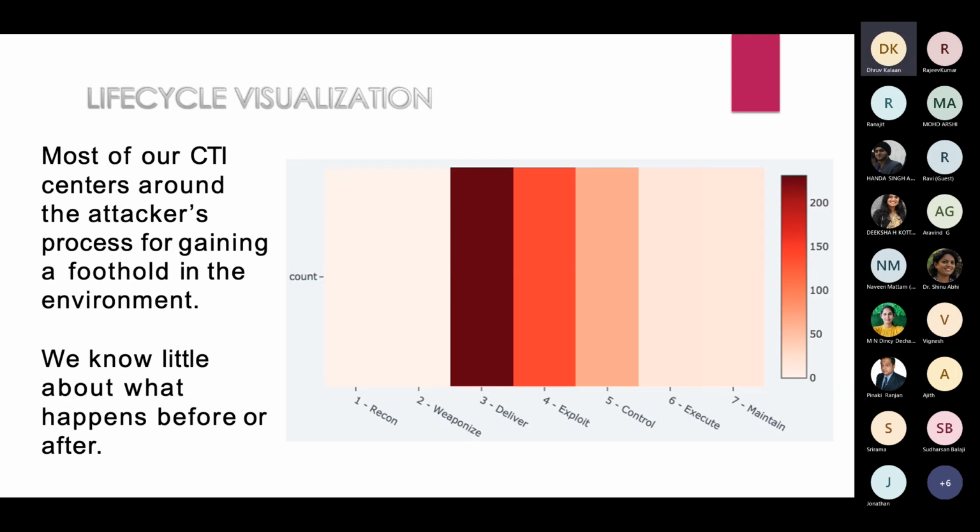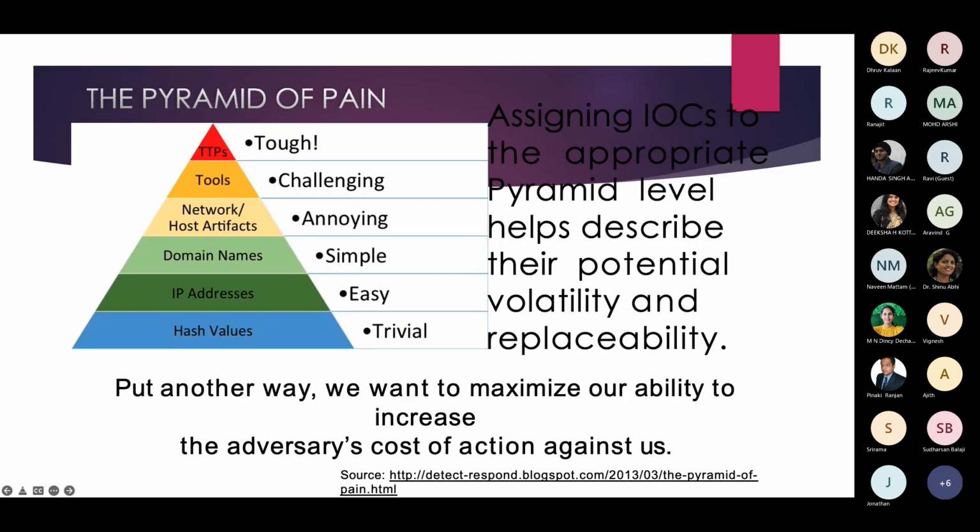I have very little information once the attack is delivered. What happens after that? How do they actually establish control? How do they maintain that hold that they have? I have very low information on that, right? So what you're basically trying to do is assess where your maximum need for CTI data is required.